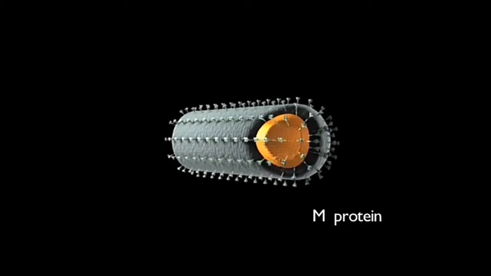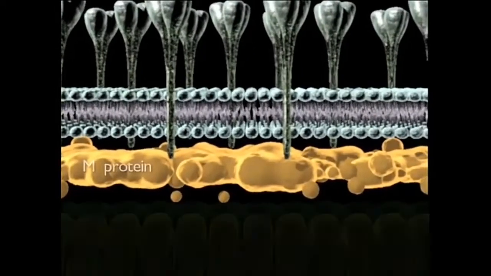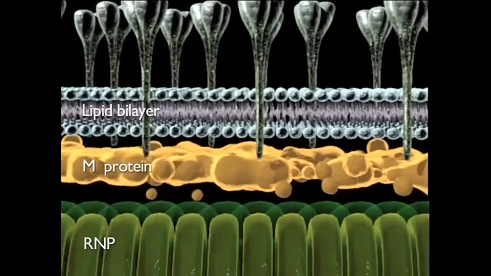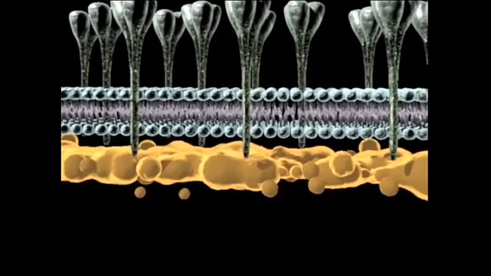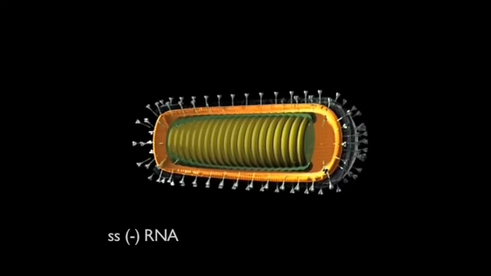Underneath the envelope is the matrix or M protein. This tightly folded protein forms a link between the two major structural components of the virus. It interacts with both the lipid bilayer of the envelope and the ribonucleoprotein core. The ribonucleoprotein core consists mainly of the RNA genome and the nucleocapsid protein. The RNA is single-stranded, of negative polarity, and it's tightly encapsulated by N protein molecules.